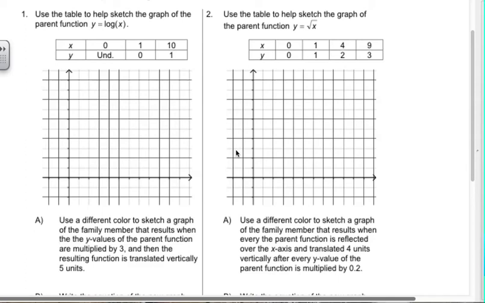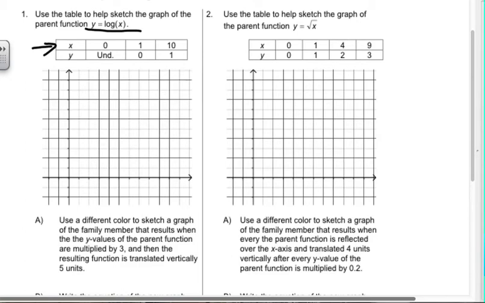On the parent function. First thing they ask us to do, read your directions, is use the table, there's your table, to sketch the graph of log of x. So there's our parent, so we're going to sketch it.